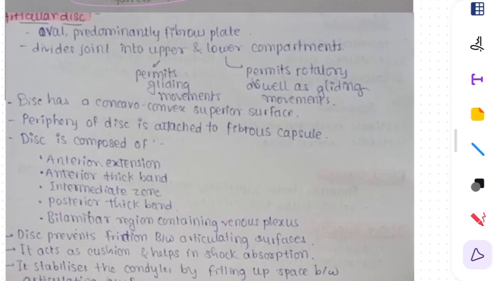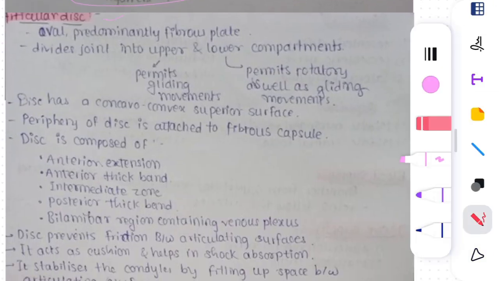Then we will discuss in a little more detail the articular disc. The articular disc is an oval, predominantly fibrous plate that divides the joint into upper and lower compartments. It permits gliding movements in the upper compartment, and in the lower compartment it permits rotatory as well as gliding movements. How? Let's see, the disc has a concavo-convex superior surface.